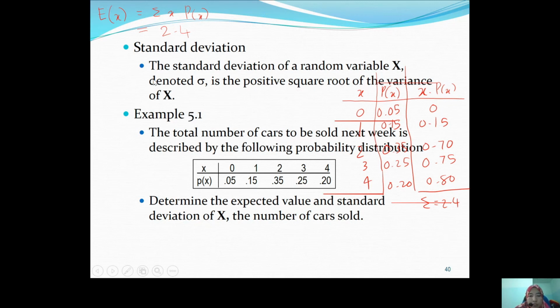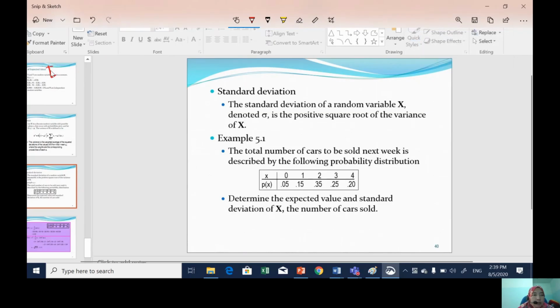Okay, so therefore the expected value is equal to 2.4. Next, to find the standard deviation, the expected value is 2.4, so this is our mean or average, correct? Okay. To find the standard deviation, first we will use the formulation of variance. The variance, I'm using the symbol S squared because this is actually a sample case, right? It is equal to the summation of (x minus x bar), where this is actually the mean, squared, times P(x).